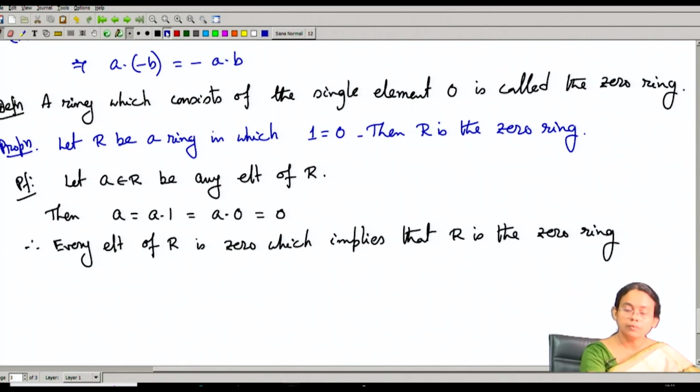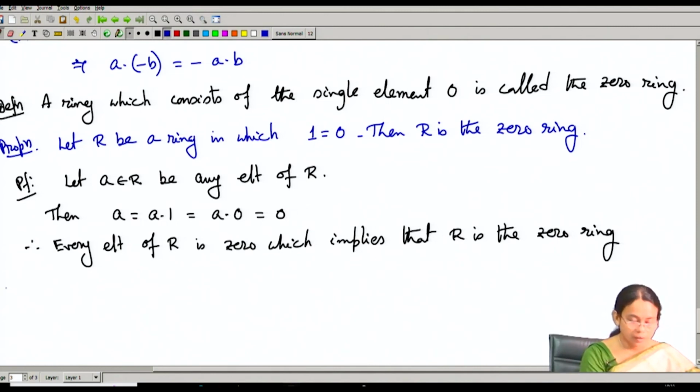Now I will give you the definition of a subring. Like in groups, we started with a group and then defined what a subgroup is. We have seen that a subset of a group which is itself a group is called a subgroup. Similarly, here also a subset of a ring which is itself a ring is called a subring.